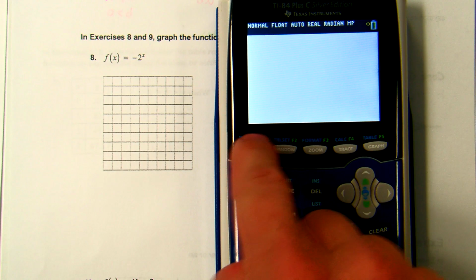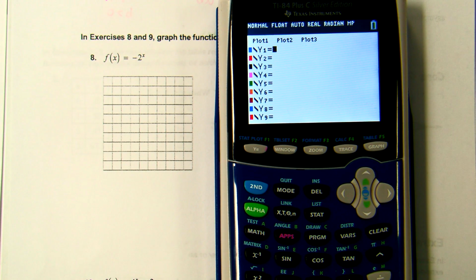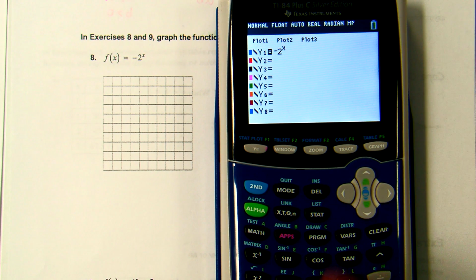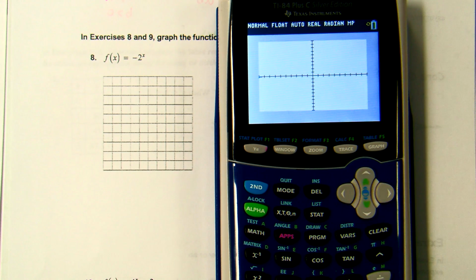Now, if you go to y equals on your calculator, you can put in -2 raised to the power of x. In this case, they do not specify the parentheses around the -2, so we're not either. When we put that in, that's our function. We can go look at the graph, and we will see it graphed on our screen and give us a pretty good idea of what the graph is going to look like.